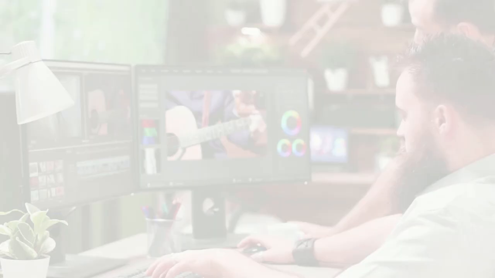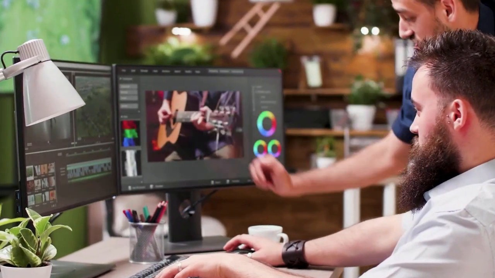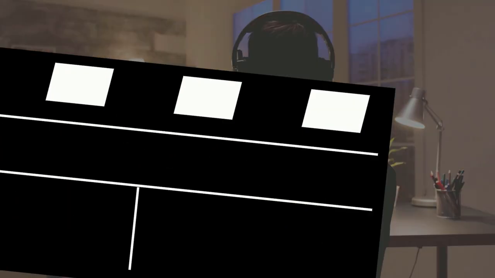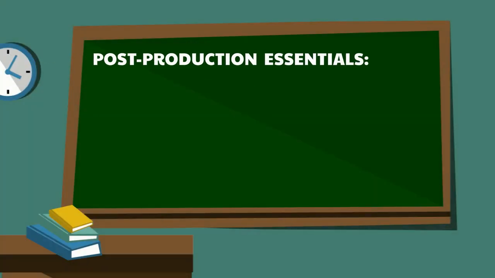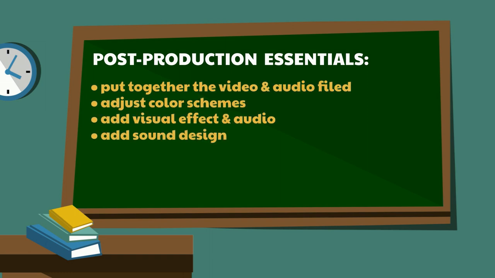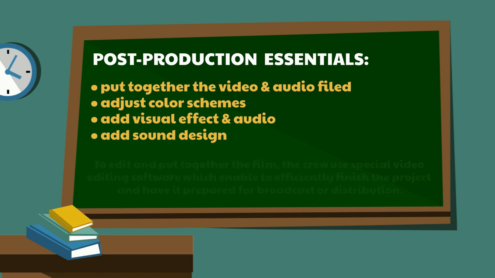In this phase, the studio assesses the captured video and audio material. After that, they check to see if the complete video was captured as intended. To complete the piece, the crew will also put together the audio upgrades, color schemes, visual effects, sound design, and audio effects. To edit and put together the film, the crew use special video editing software which enables them to efficiently finish the project and have it prepared for broadcast or distribution.